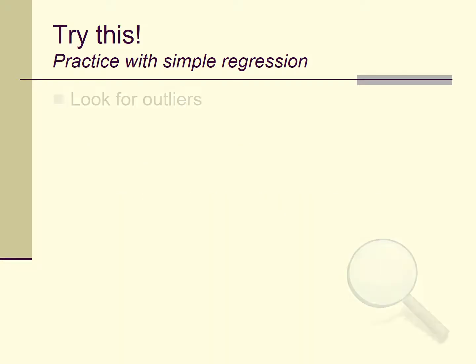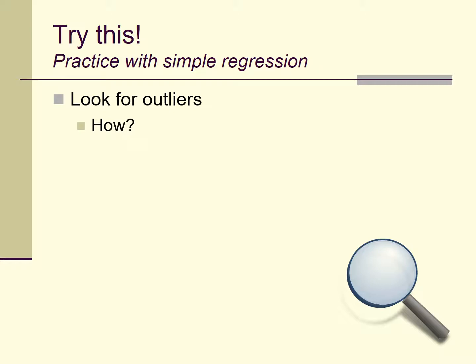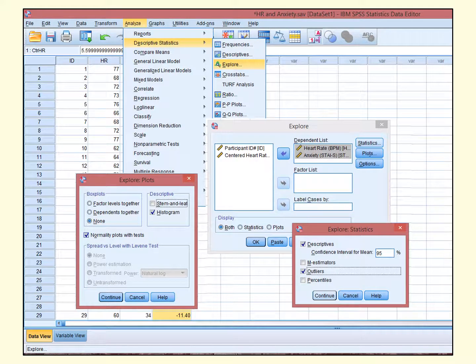Now, with that in mind, let's look for some outliers. How are we going to do that? Well, there are some different options, and the first two that I can think of is we can do some graphing, and we can look at standardized values for our variables. Now let's start with some graphing.